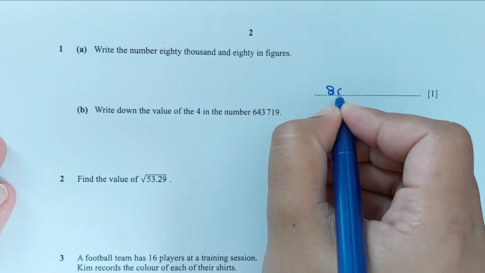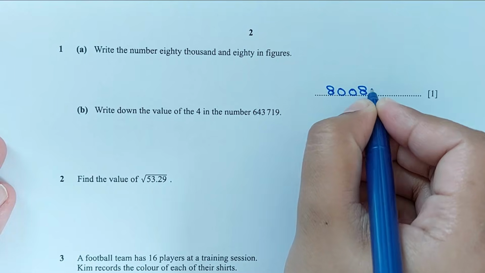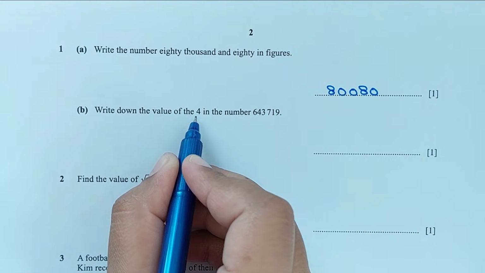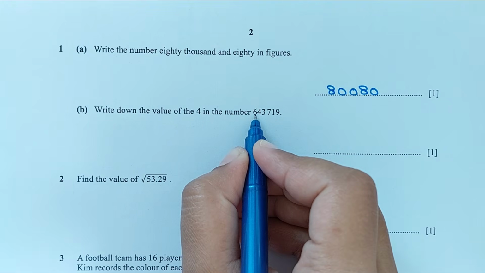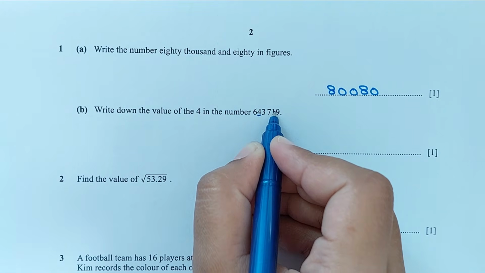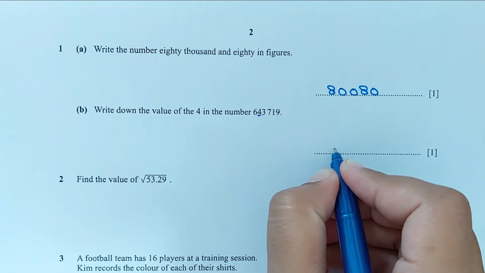80,080. Right. Part B. Write down the value of 4 in the number. This would be 4 is over here. Unit, 10, 100, 1000, 10,000. So this is 40,000.